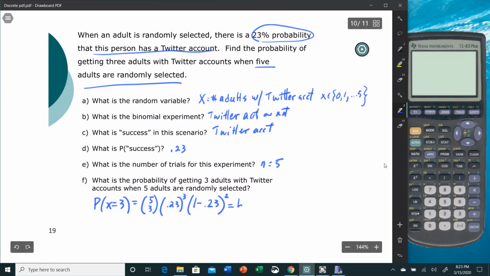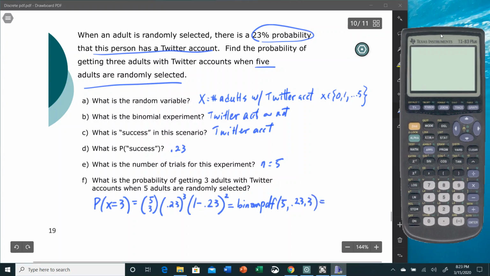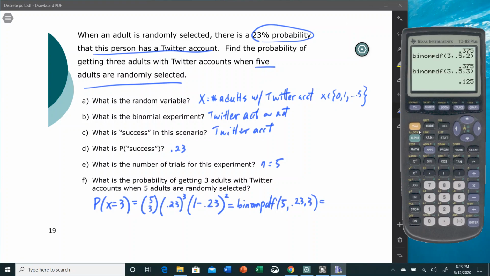So what is this probability? Well, we can find this using the binomial PDF. And the syntax for that is n, which in this case is 5, p, the probability of success, which is 0.23, and then k, the value of interest here, which is 3. So if you use your calculator, turn this thing on, go to distributions, scroll down to binomial PDF. In this case, n, number of trials, is 5, p, probability of success, is 0.23, and k, the value of interest, is 3.